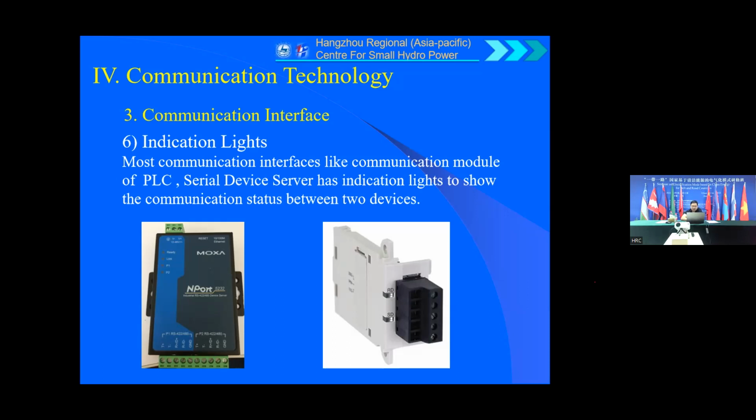If we cannot see all these lights blink, we need to check the communication cables. Maybe the cables are not connected correctly. So these indication lights will help the operators to solve the problem.